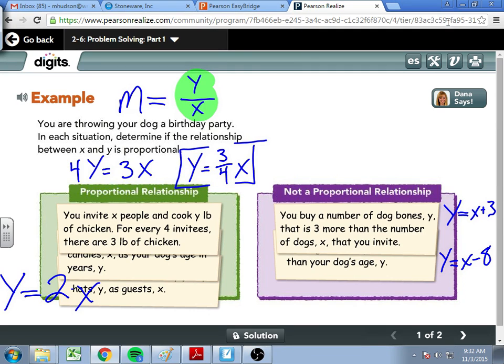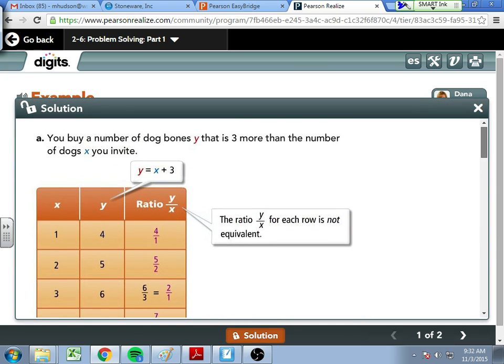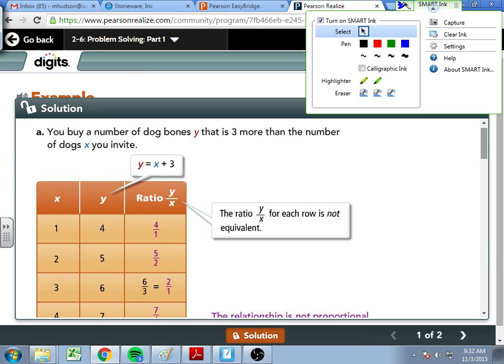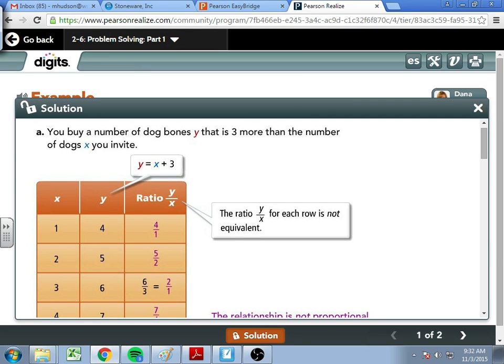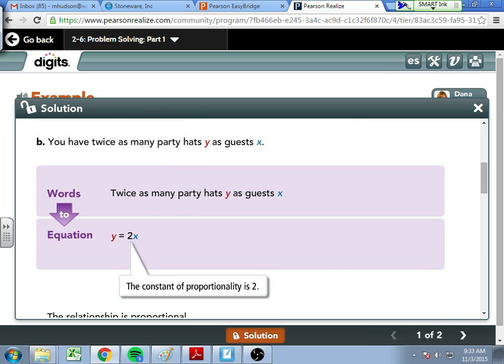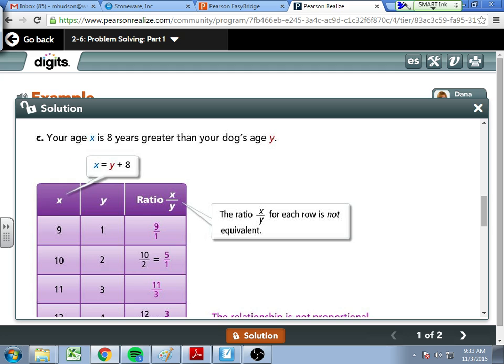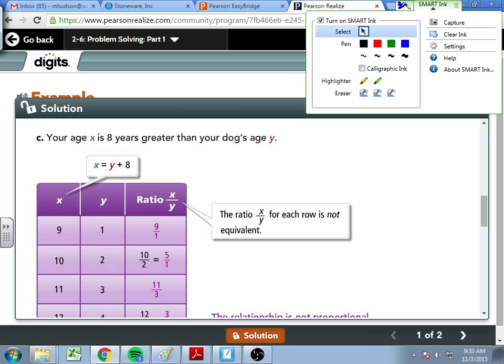There is no check answers. There's a solution. But if we pull that up, we can see the tables that we can set up. I wish this was a little bit smaller to get more of it. Go ahead and try the got it on your own.